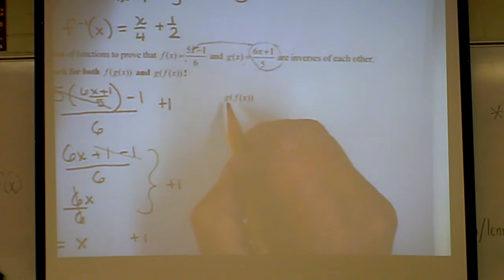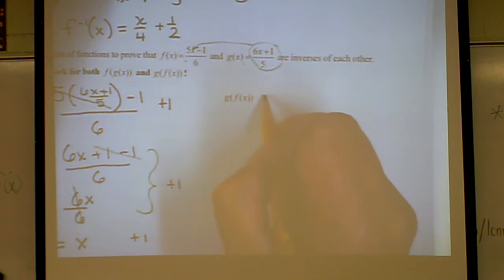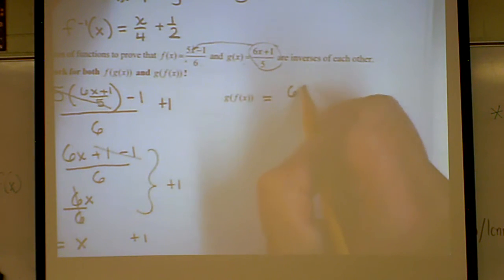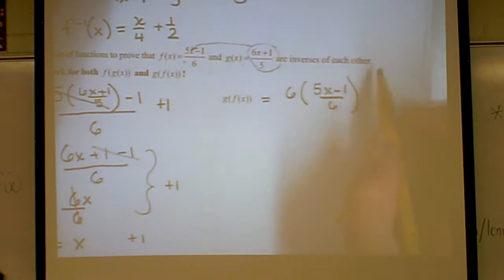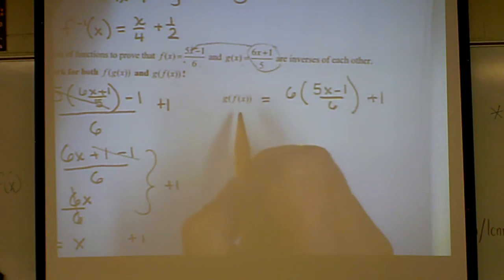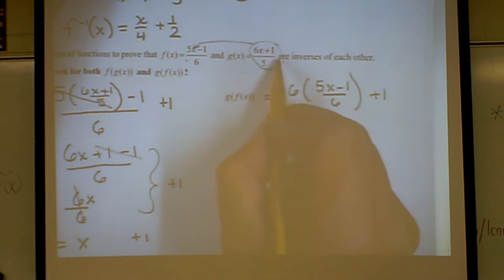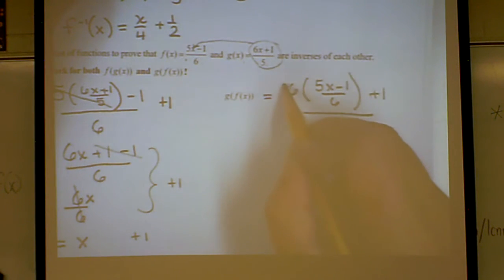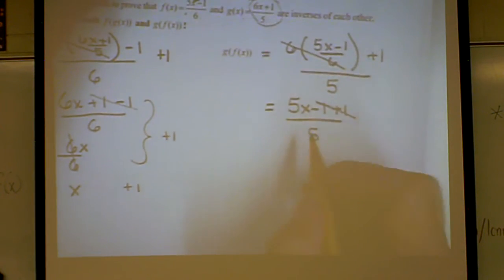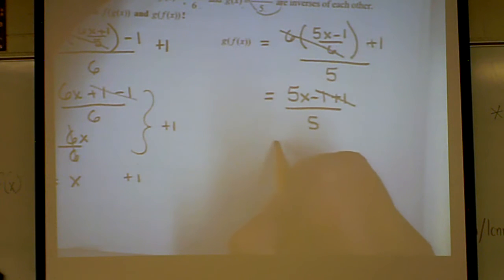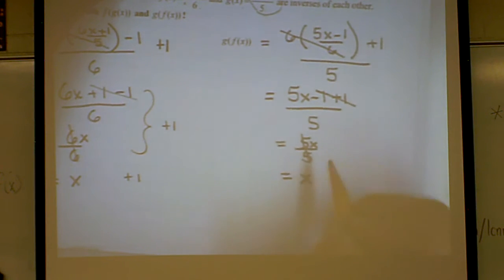To prove that g of f of x is equal to x, you're going to plug this now into this equation. So you have 6 times (5x minus 1) over 6, plus 1, we're plugging this in here, so we want to continue on, all over 5. These two cancel out mathematically, and we have 5x minus 1 plus 1 over 5. The negative 1, positive 1 go to 0, and we have 5x over 5. 5's cancel, and you have simplified this to x.